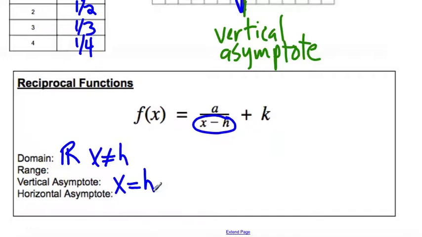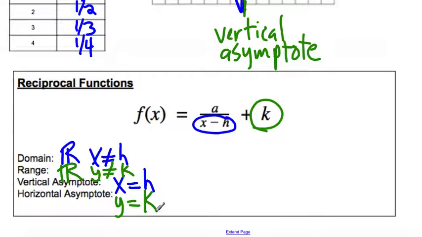The range is also going to be all real numbers except whatever is over here. Okay? Remember, we can't take our number divided by something. When we did 1 divided by 10 million, we still got really close to 0. If we've got something added on the end, that's going to be it as well. So the range is all real numbers except whatever k is, which means that k is going to be your horizontal asymptote, and that's going to be the line.